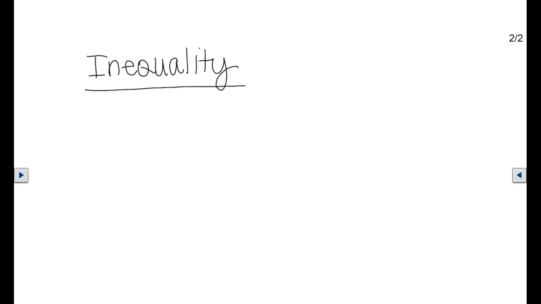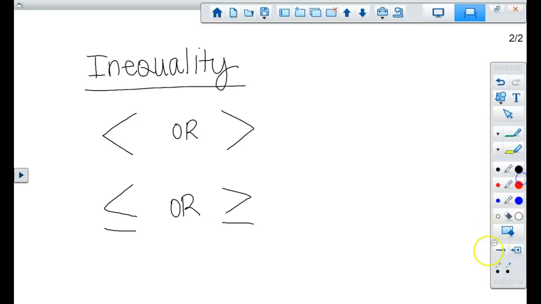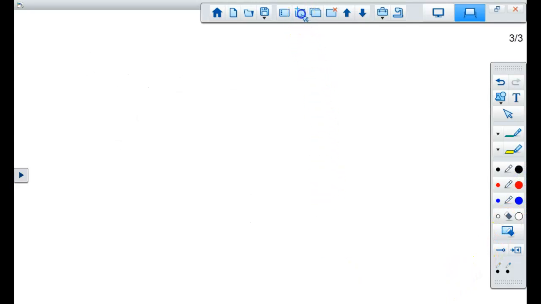And so you all will remember that when we start talking about inequalities, we start to use different symbols. So we have less than or greater than. Those are both types of inequalities. And then we also have less than or equal to or greater than or equal to. So when we write inequalities, we're going to be expressing the idea that one quantity is less than the other or greater than the other, less than or equal to the other, or greater than or equal to the other. So those are the symbols that we'll start to see here.